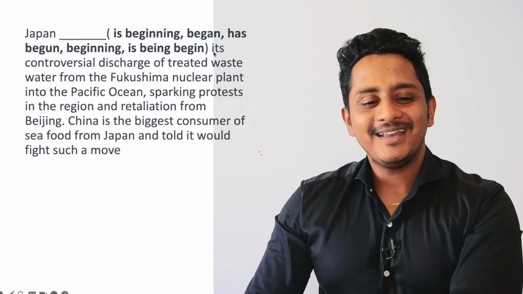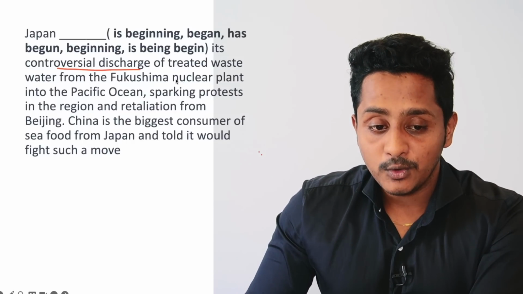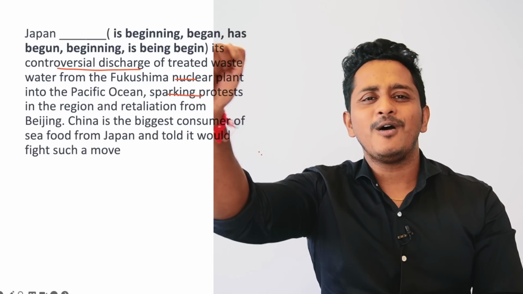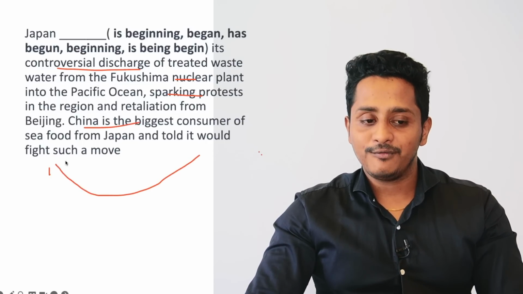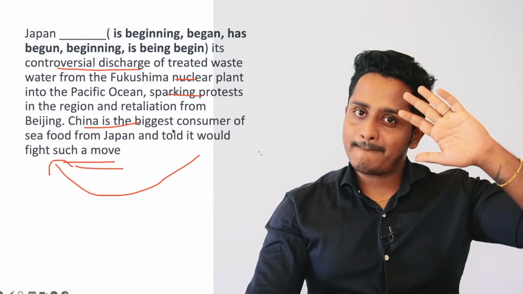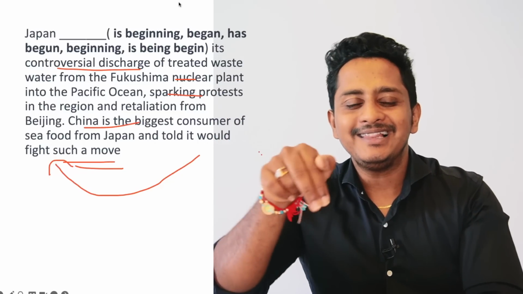Okay. Japan dash its controversial discharge of treated wastewater from the nuclear plant. It is sparking the protest. People are like, we don't want this. It is doing this damage, and China is the biggest and told it would fight such a move. It is right now happening. But Japan did some moment. Right now it is happening. The effect is still there.